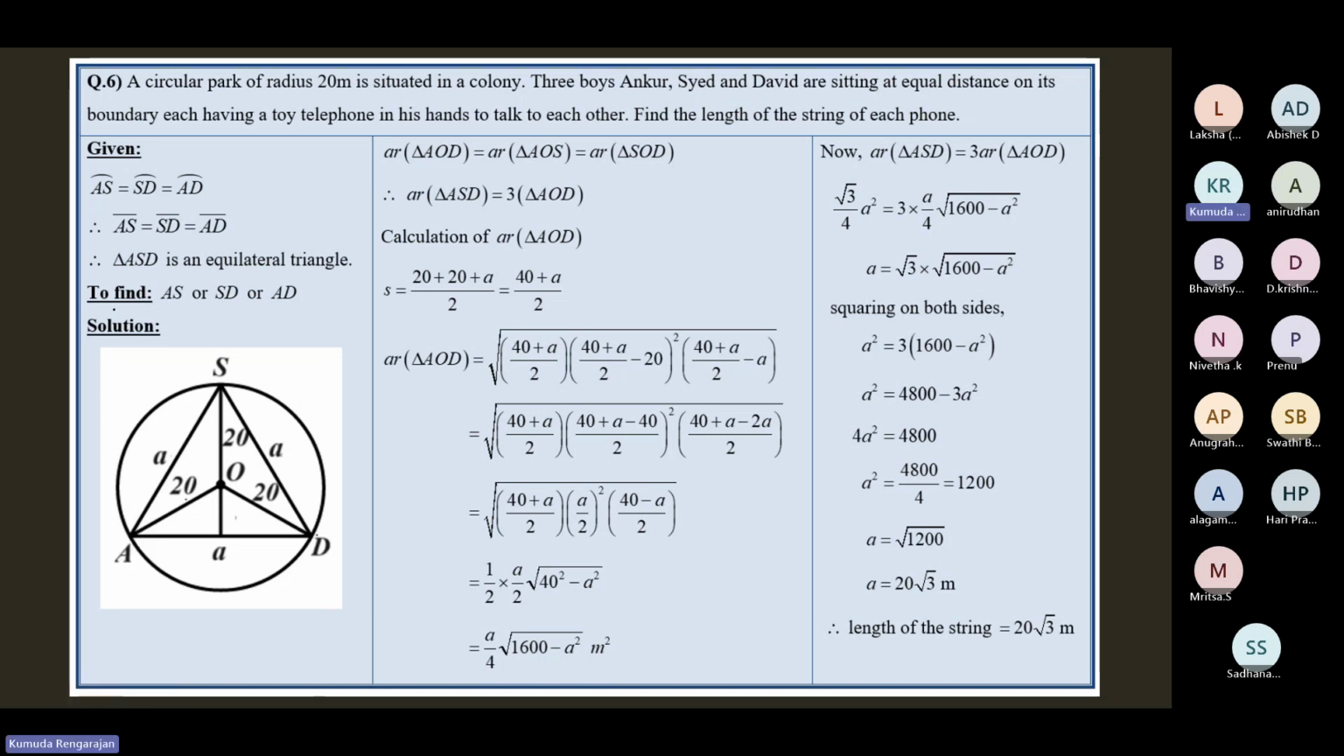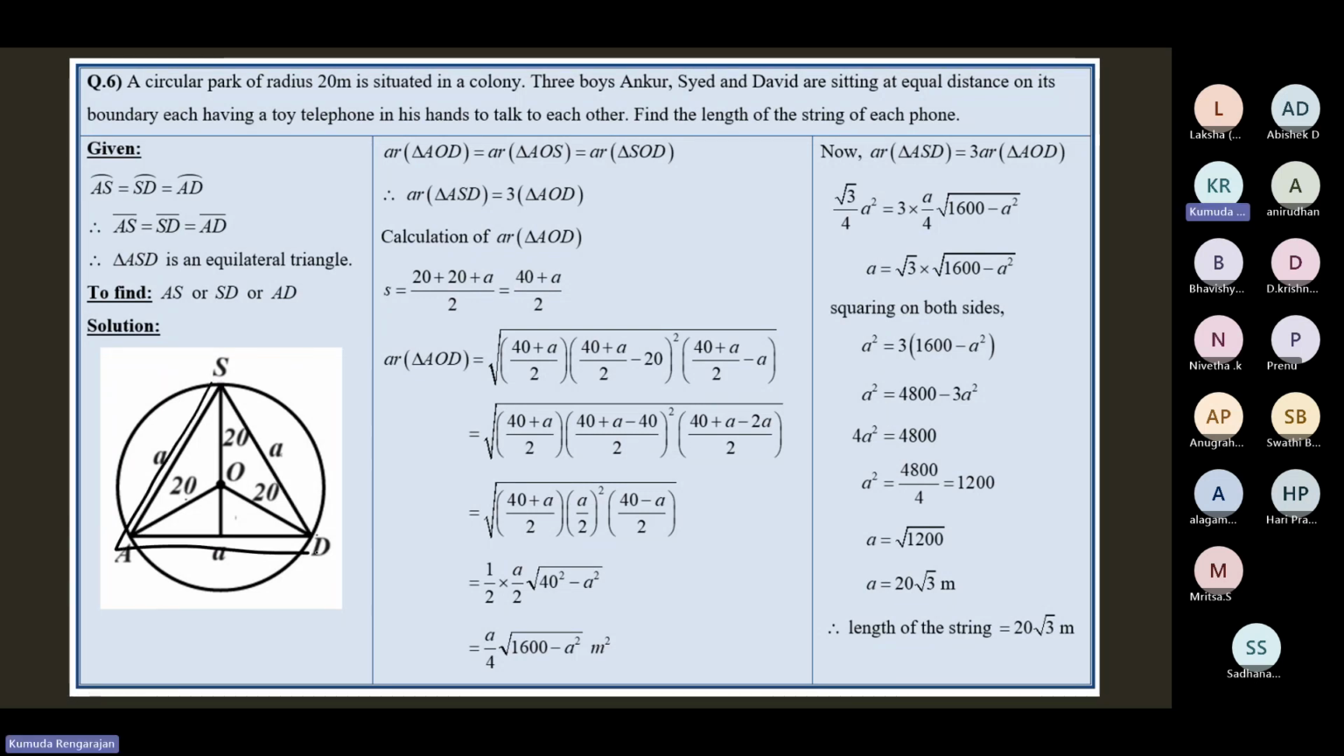So till here, we've already discussed why triangle ASD is equilateral. So we have to find AS, the length of the string AS, or you can find SD or AD because it's equilateral. Now, area of these triangles are equal because they have the same sides, 20, 20 and A. So the area of the whole triangle ASD is 3 times the area of the triangle AOD.